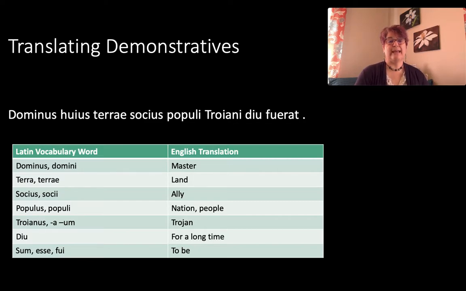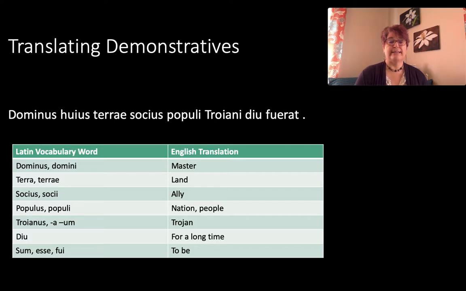Dominus huius terrae socius populi Trojani diu fuerat. I always like to read an entire sentence first because it acquaints me with the vocabulary and helps me to think about the structure of the sentence as I read it. I notice right away that I have the demonstrative huius in this sentence, from hic, haec, hoc, meaning this or these. It is in the genitive singular form, huius.